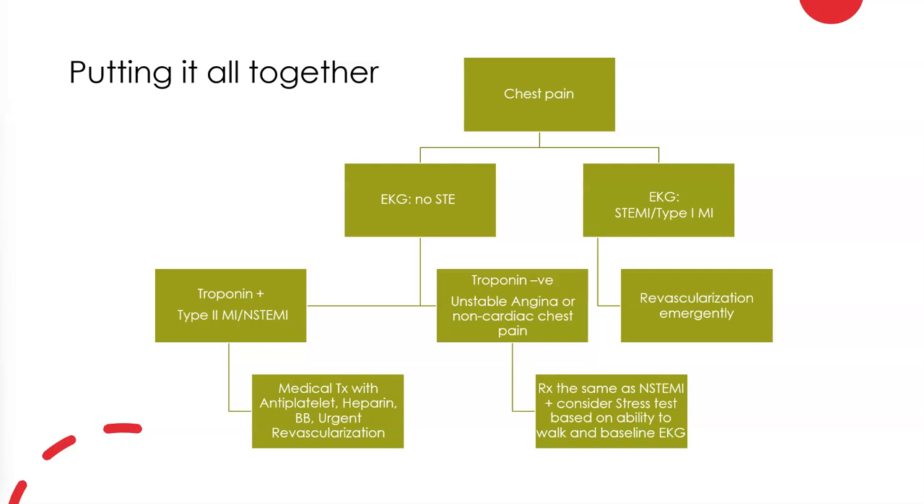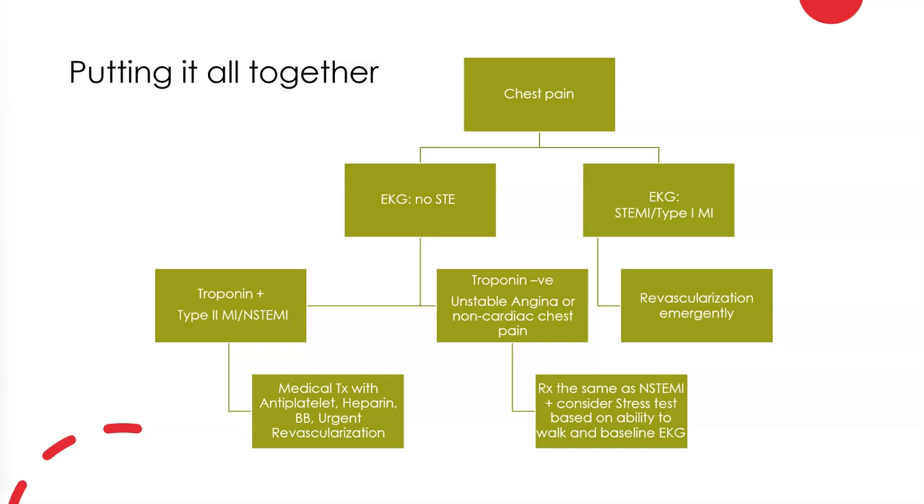Putting it all together, when a patient presents to you with chest pain, your first decision point depends on your EKG. If you see ST elevations in contiguous leads, then you need to be most concerned about a type 1 MI or a STEMI. These patients need to be urgently sent to the cardiac catheterization lab for revascularization. If the EKG has no ST elevations, they could still have ACS, and a positive troponin can help you distinguish between a type 2 MI or an NSTEMI and unstable angina.